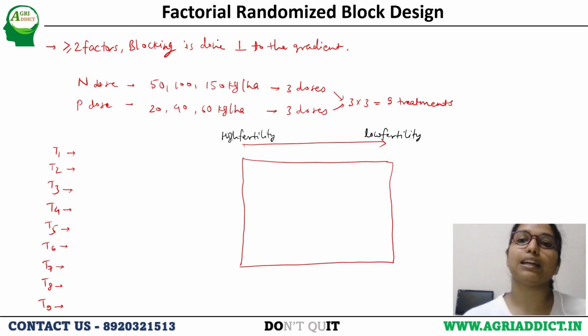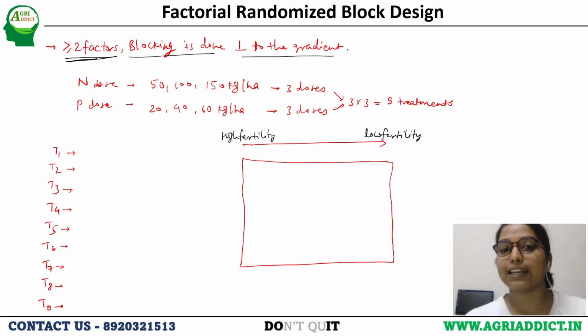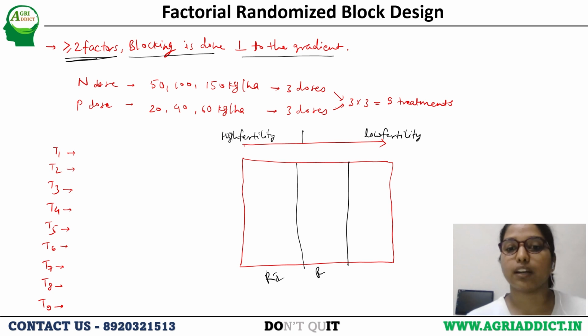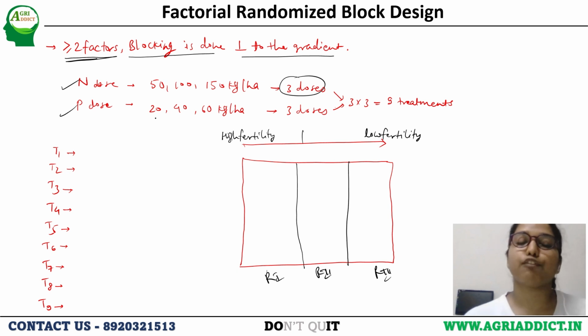Here, factorial randomized block design is used when we have 2 factors or more than 2 factors. Here, blocking is done perpendicular to the gradient. Here, the gradient is in this way. Then what we'll do is block perpendicular to the gradient. See, perpendicular. So we'll make replication 1, replication 2, replication 3. For example, for these 2 factors I have given nitrogen doses 50, 100 and 150 kg per hectare. So it is 3 doses. And like that phosphorus 20, 40, 60 kg per hectare, 3 doses.